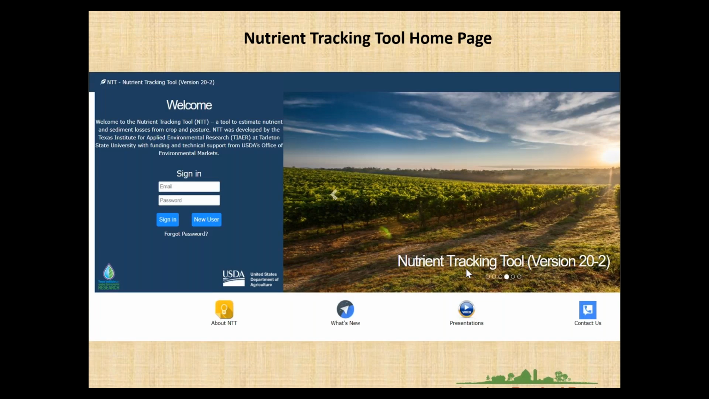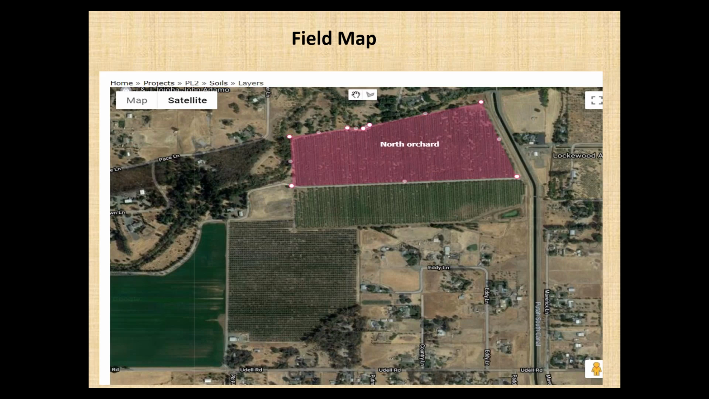This is the NTT Home Page, the sign-in page, and notice the button on the lower right portion, presentations. There's some good tutorials to help guide users and provide information on the data entry process. So the first step is to create a field map. I created a hypothetical almond orchard scenario called North Orchard. It consists of 40 acres and it's 15 years old.